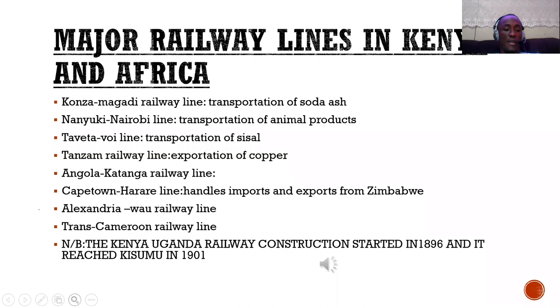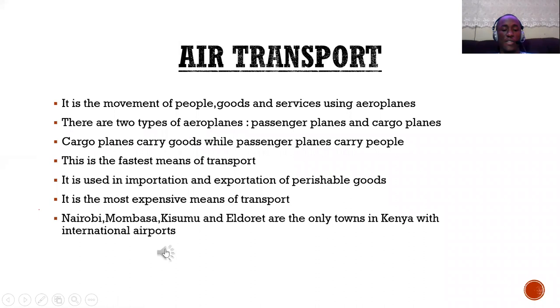Let us move ahead and look at air transport. This is the last form of transport we are going to discuss today, and then we end our lesson there. Air transport is the movement of people and goods using aeroplanes. Is the movement of people, goods, and services using aeroplanes. That is air transport.